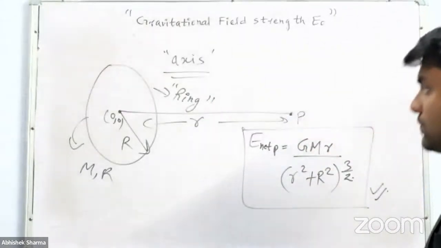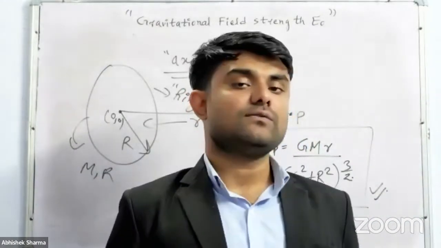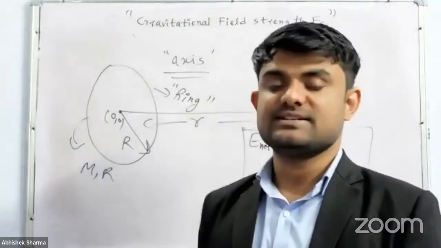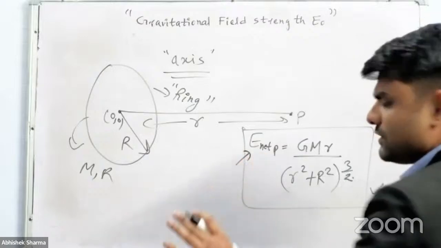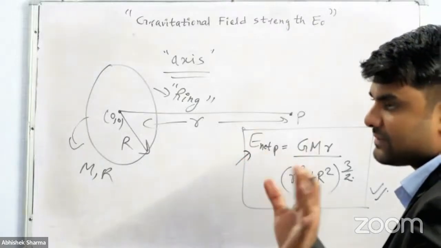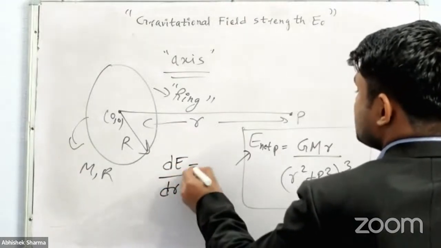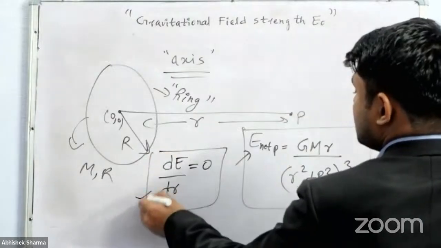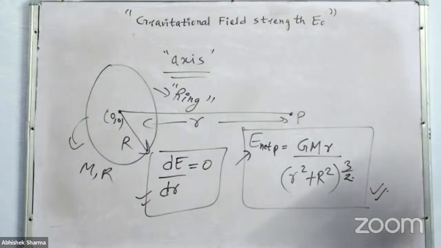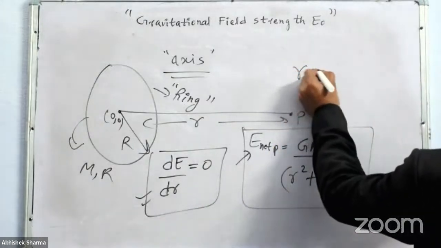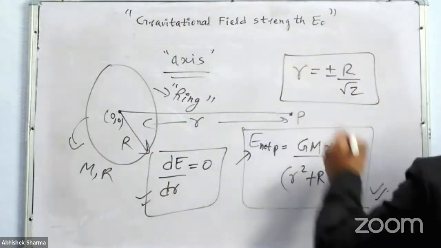So for this, what are you going to do? We'll use the concept of maxima and minima, which we have seen in the series on basic mathematics. For maxima, you directly do it. No worries, don't do double differentiation. You'll say dE by dr, and you must put it to 0. Then you'll get the answer. So try it out. When you differentiate it, you'll get the answer r equals plus minus R by root 2. This is your answer.